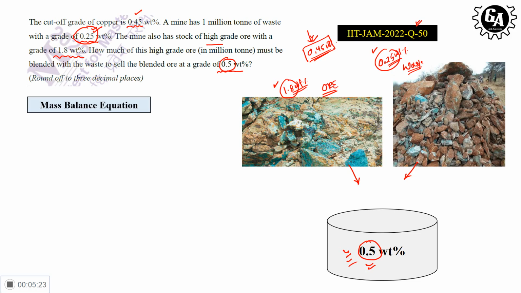So it is asking how much of the high grade ore must be blended with the waste to sell the blend. A mine has 1 million ton of waste. This is your waste, 1 million ton, with an average grade of 0.25 weight percentage.